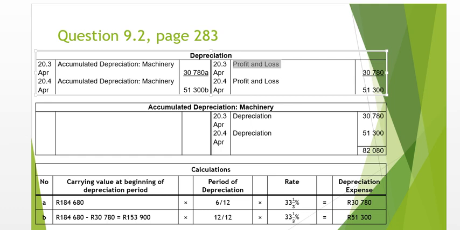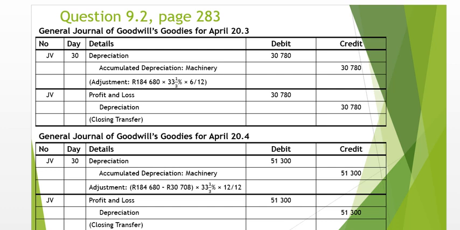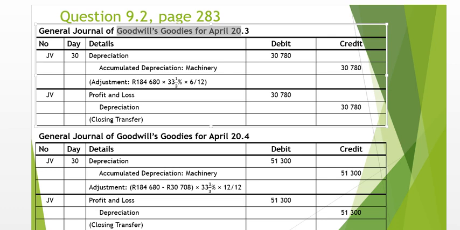Let's have a look at how we do it in our general journal. So in our general journal, we'll start with our heading. We've got a general journal of Goodwill Goodies for April 2003. We know that we debited our depreciation because that is our expense, and our expense increased. So we're going to debit depreciation 30,780, and we're going to credit our accumulated depreciation on machinery, which is the loss in value of our asset. So our asset is decreasing in value, so that's why we credit that amount. And then to close off, our closing transfer for depreciation, we credit depreciation and debit our profit and loss account.